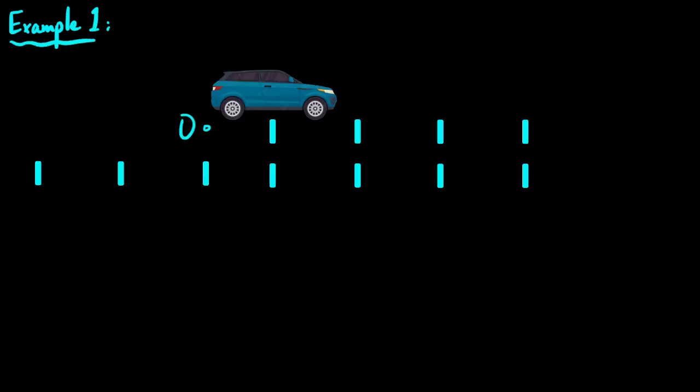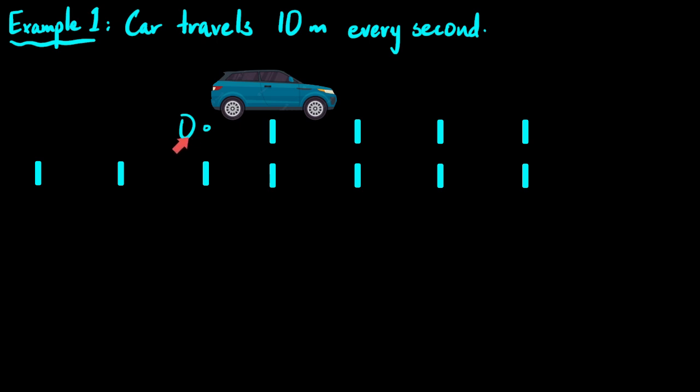So let's say we have a scenario like this. This is a car, and it travels between all of these intervals, right? Let's say that all of these intervals are equally spaced and are 10 meters apart. So this car travels 10 meters every second. It starts out from this position O. O is a symbol commonly used for the starting position. It basically means origin. So this is where it starts out from, and then it moves like this.